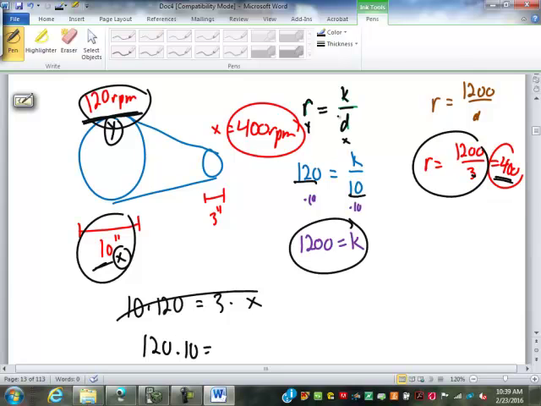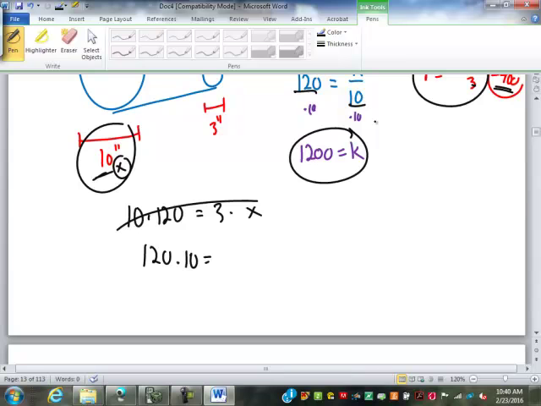So remember, the other version is just x times y or y times x equals a constant. So 120 times 10 equals a constant. Well, for the other one, the RPM times the diameter must equal the same constant. Oh, okay. So you can just do 120 times 10 equals x times 3 or 3 times x. You solve that for x, you get 1200 equals 3x, divided by 3, you get 400 equals x again.